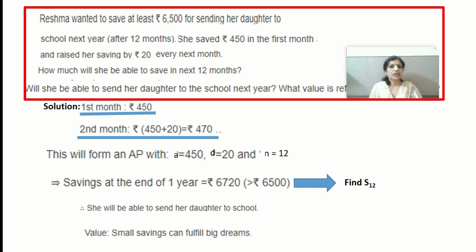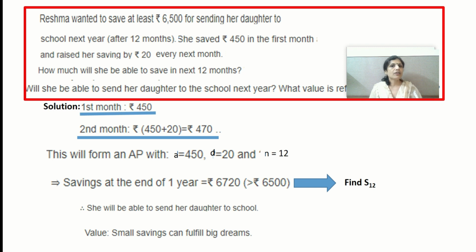Now see, first month she has saved 450, second month 450 plus 20, that is 470, and this will form an AP with first term a as 450, common difference d as 20, and she is saving this amount for 12 months, so n is equal to 12. Now, how much saving she will have at the end of the year? Total sum, total saving we are asked.